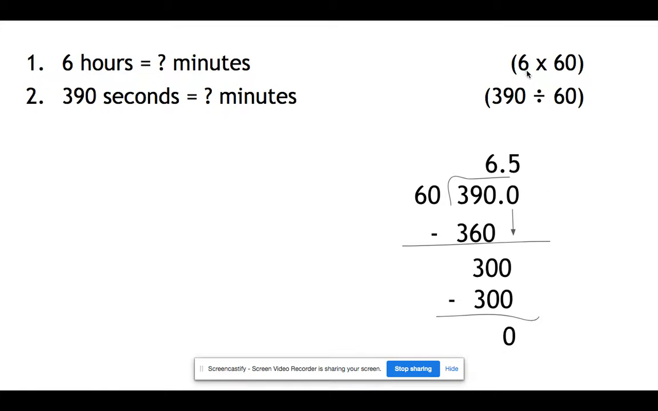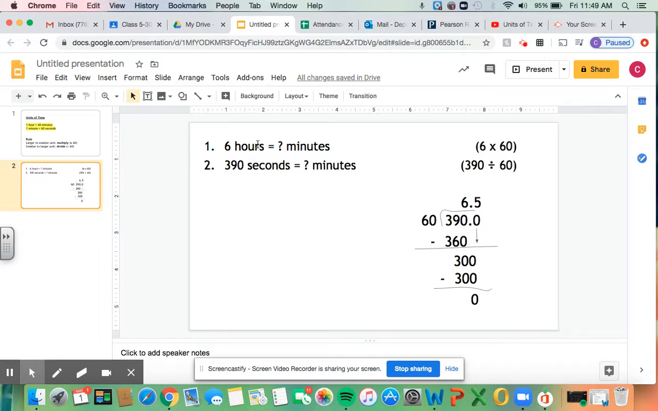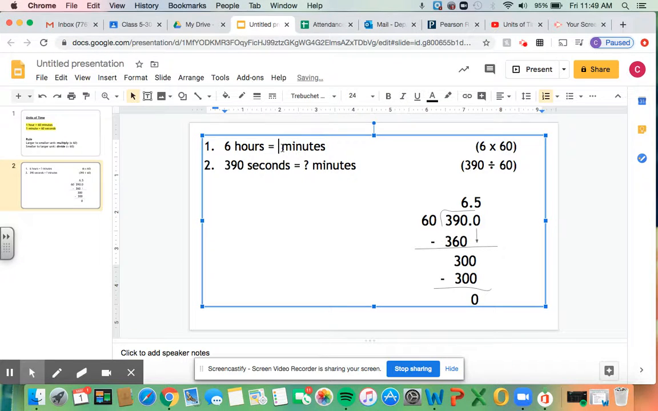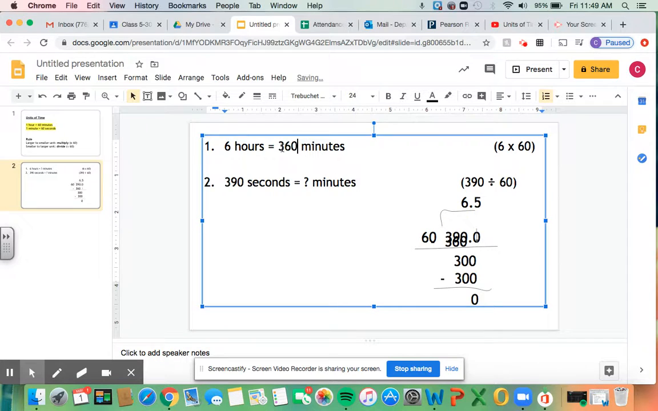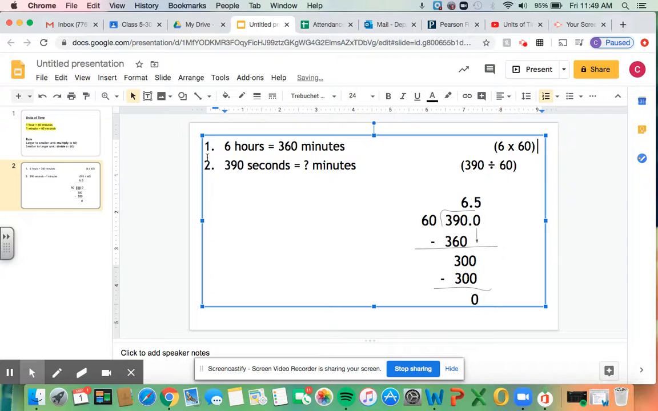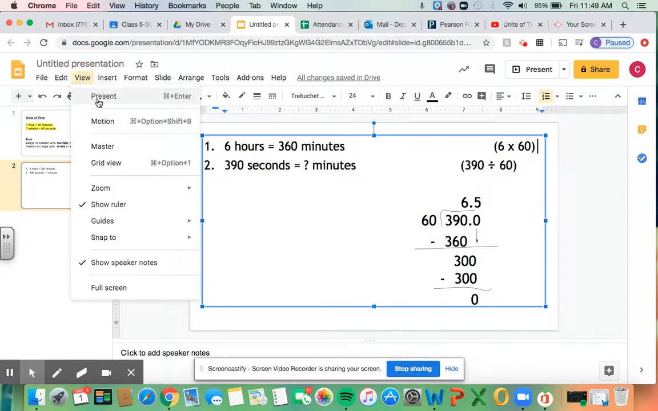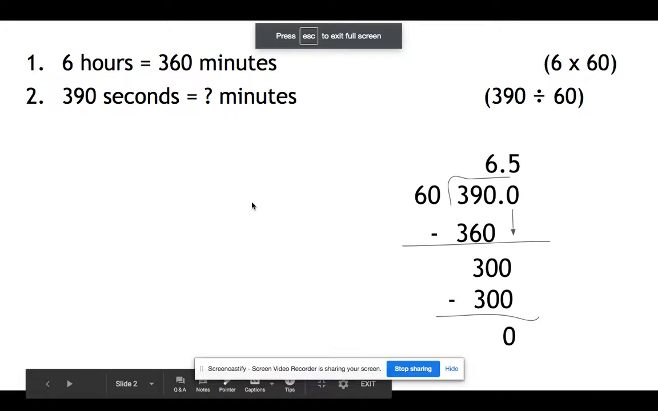So if you take a look over here, I took my 6 hours, so I took what they gave me, and I multiplied that by 60. When I do so, I know that that equals 360. So there are 360 minutes in 6 hours. Okay, so then let's take a look at the second problem.